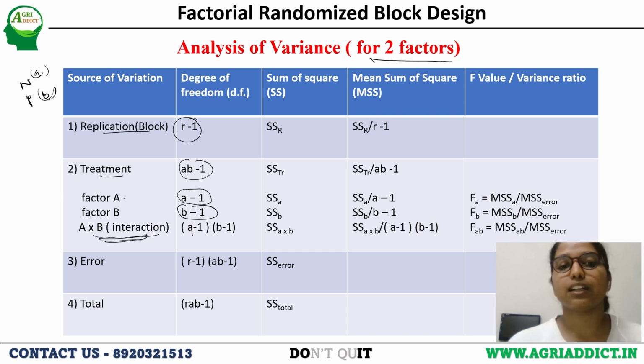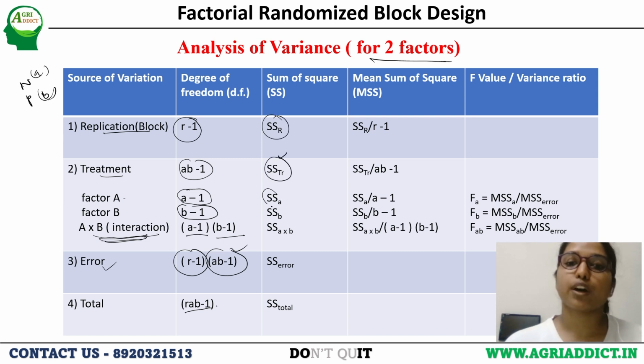So for interaction, the degree of freedom will be A minus 1, B minus 1. Error degree of freedom will be R minus 1 into AB minus 1. Total degree of freedom will be RAB minus 1. Similarly, sum of square of replication, sum of square of treatment, sum of square of A factor, sum of square of B factor, and sum of square of A and B interaction. Then error sum of square and then total sum of square.